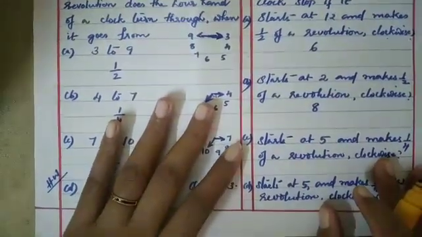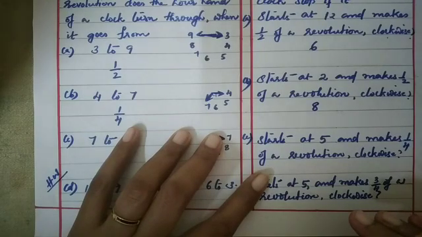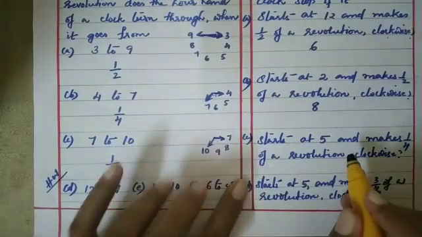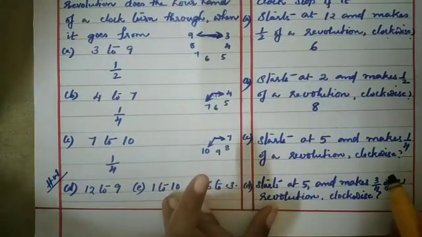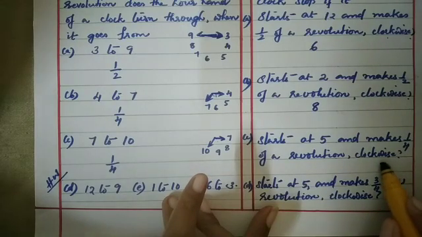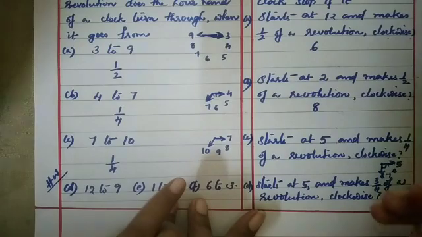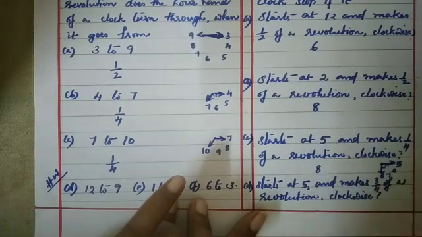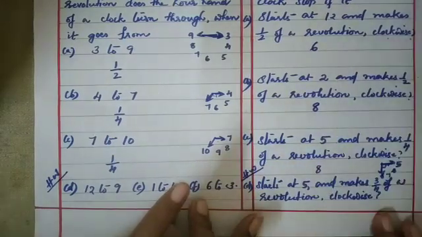Then next, C question, starts at 5 and makes 1 by 4 of a revolution clockwise. So our hand is at 5. Okay, fine. So here, this is the direction. So 5, 6, 7, 8. So 1 by 4 of a revolution is 90 degrees. So it ends at 8. Then D question, do as homework.